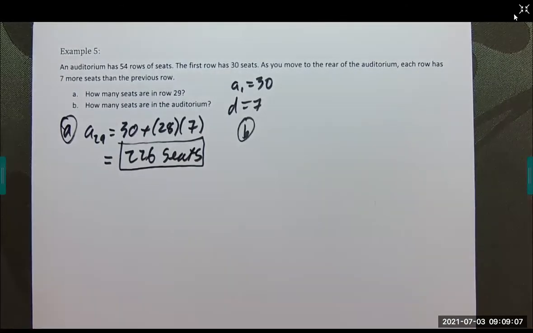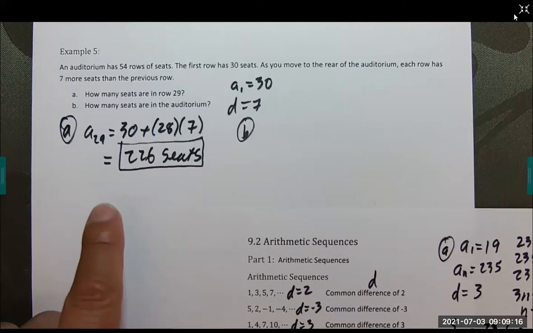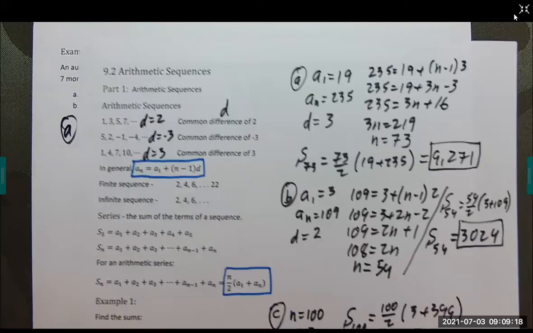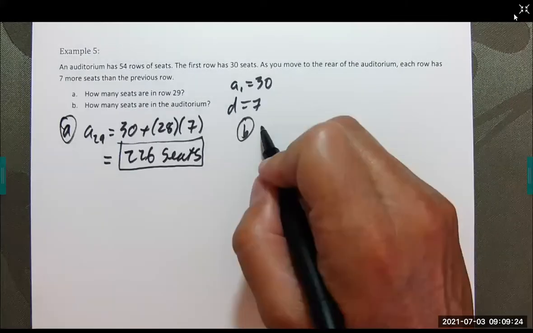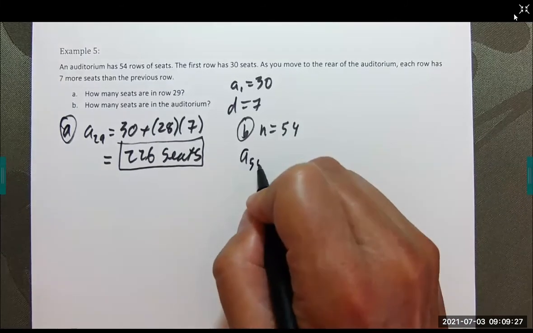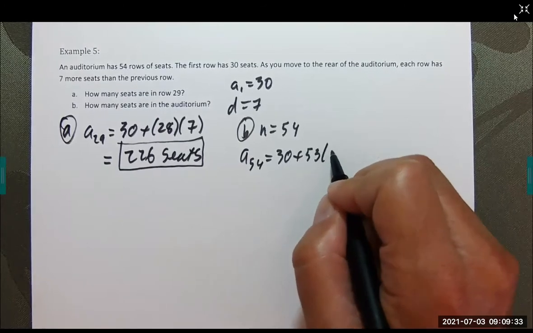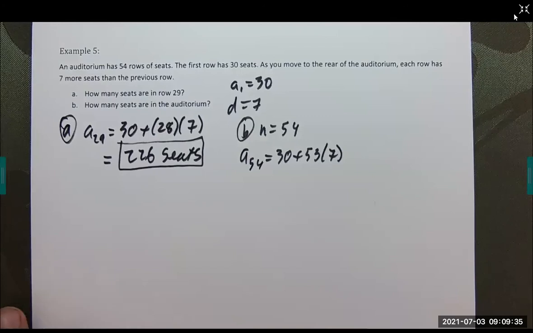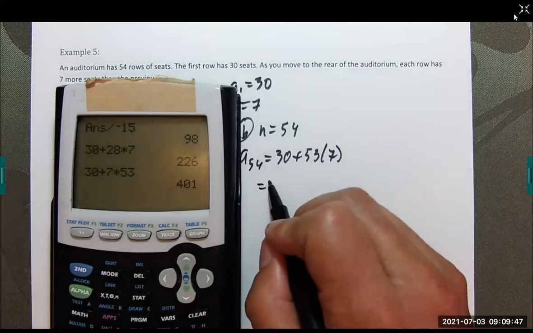Part B, how many seats are in the auditorium? So we want to add up all the seats, which means I need the last term. Once again, the formula requires n, which we already know is going to be 54. And we need the last term, so we need to know A sub 54. A sub 54 is going to be the first term, 30, plus n minus 1, which is 53, times the common difference, which is 7. So 30 plus 7 times 53, 401.